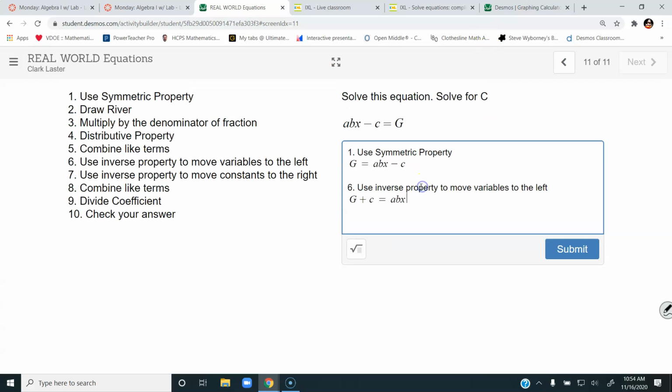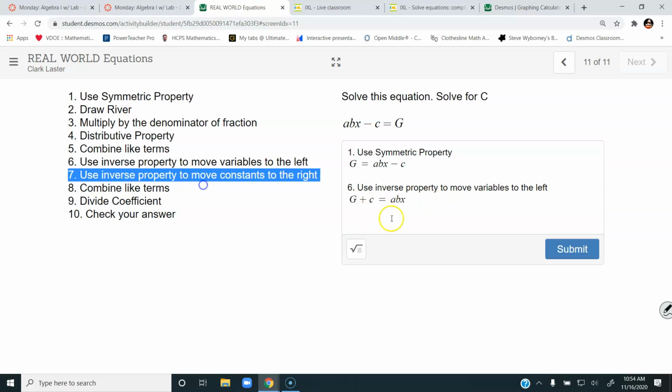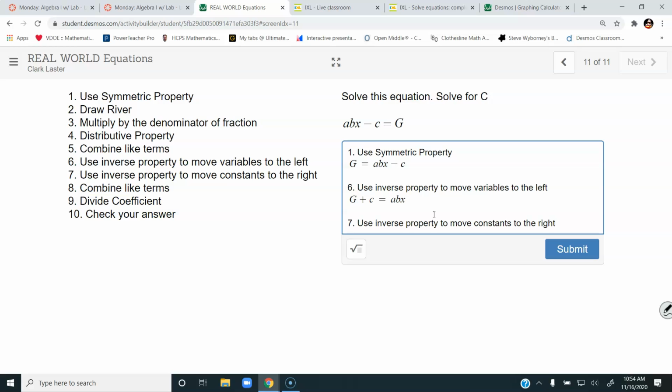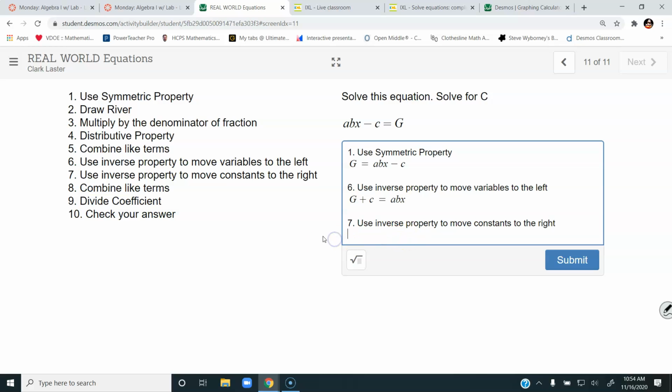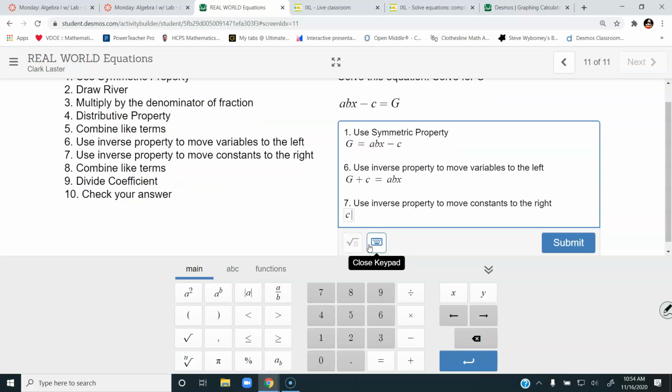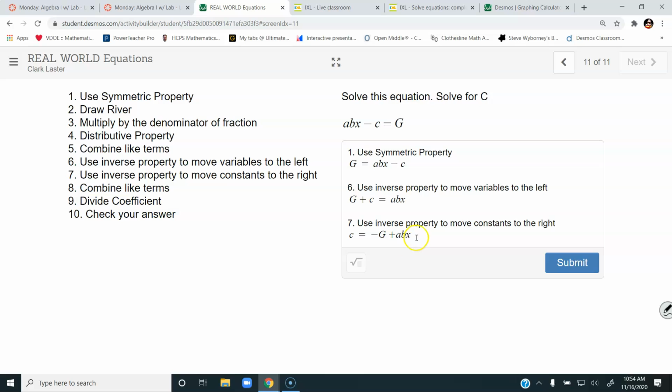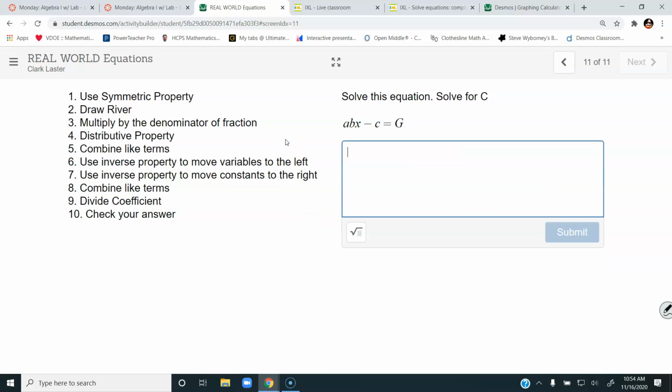And then I will use the inverse property to take out that G. So I would have C is equal to negative G plus ABX. And I just put the negative G in the front so it was consistent with the other one. You could have said ABX minus G and that would have been the same thing. All right, so those are the two ways to answer that problem.